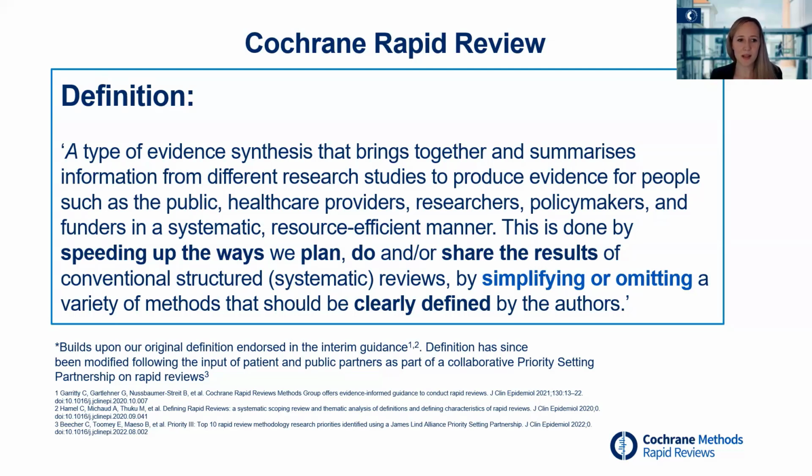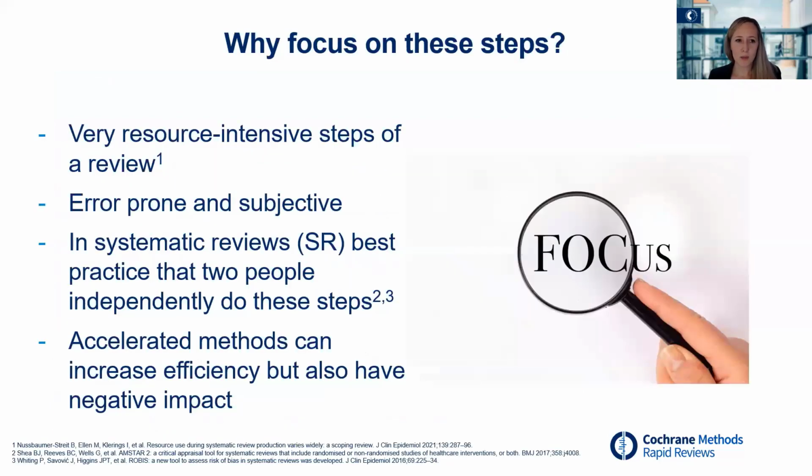And this is done by speeding up the ways we plan, do, and share the results of conventional structured systematic reviews by simplifying or omitting a variety of methods that should be clearly defined by the authors. And the focus of today will be what can we do to be more efficient in organizing the team and planning the review, and simplifying or omitting several steps throughout the process. Why do I focus on these steps?